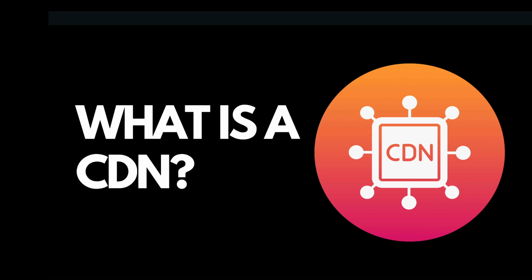In today's digital world, speed is paramount. Users expect websites and apps to load instantly, no matter where they are in the world. But how do massive online platforms like Netflix, YouTube, or even popular e-commerce sites deliver content lightning fast to billions of users scattered across continents? The secret weapon is often a content delivery network, or CDN.